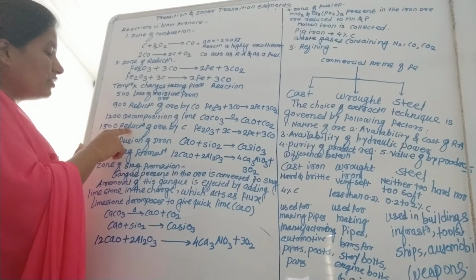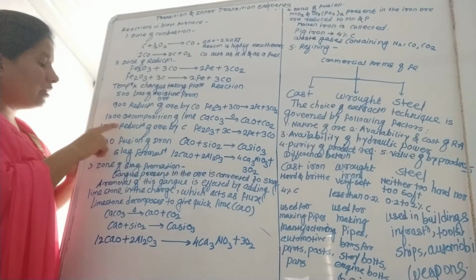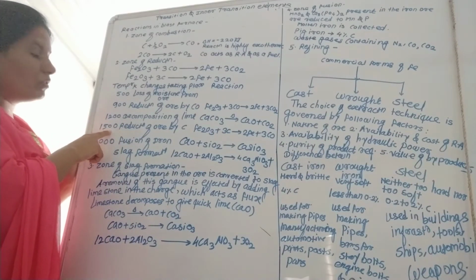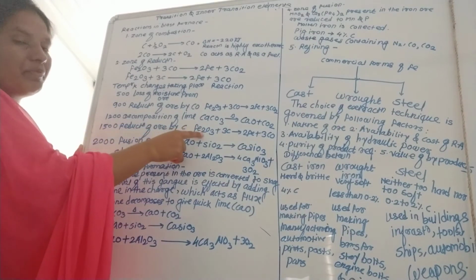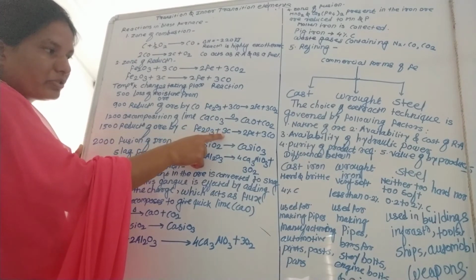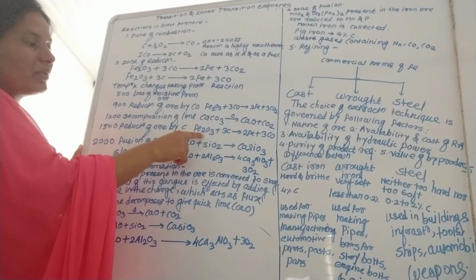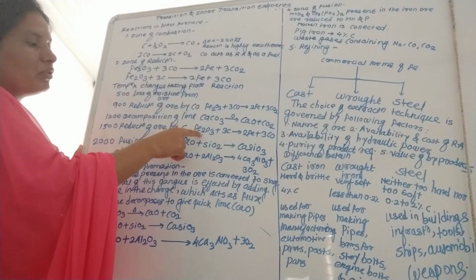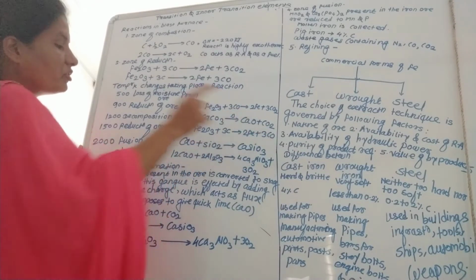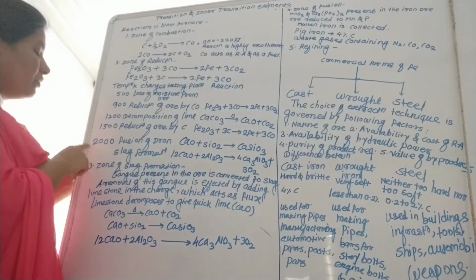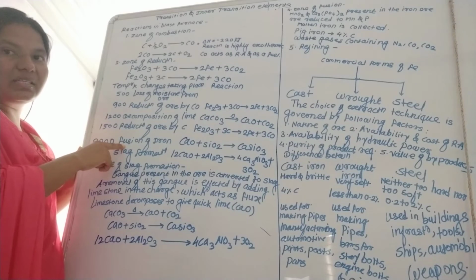At 1500 Kelvin temperature, reduction of ore by carbon. What happens at this temperature? At 1500 Kelvin, reduction of ore by carbon, Fe2O3 gets reduced. Reduction takes place and it gets converted into 2Fe, and all 3 oxygen combine with the 3 carbon, forming carbon monoxide. At 2000 Kelvin temperature, what happens? What are the changes taking place here?